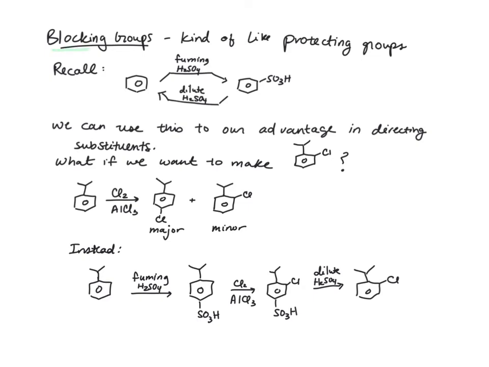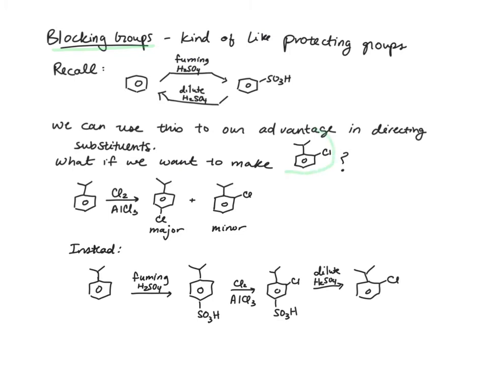Blocking groups are pretty interesting. They're kind of like a protecting group in that they can be introduced into an aromatic ring and then removed at a later step. Recall that the sulfonate group is installed with fuming sulfuric acid, which is sulfuric acid plus SO3 gas, and that it can be removed in dilute sulfuric acid. So we can use this to our advantage in directing substituents.